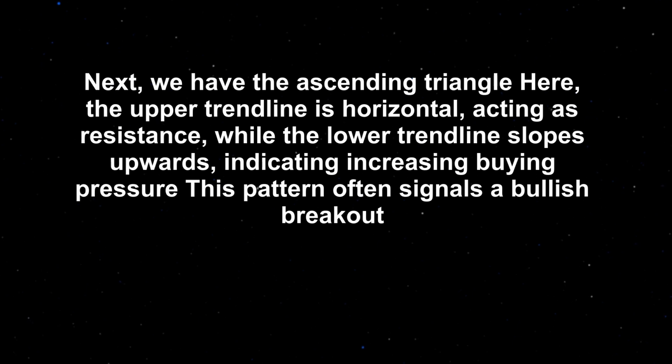Next, we have the ascending triangle here. The upper trend line is horizontal, acting as resistance, while the lower trend line slopes upwards, indicating increasing buying pressure. This pattern often signals a bullish breakout.